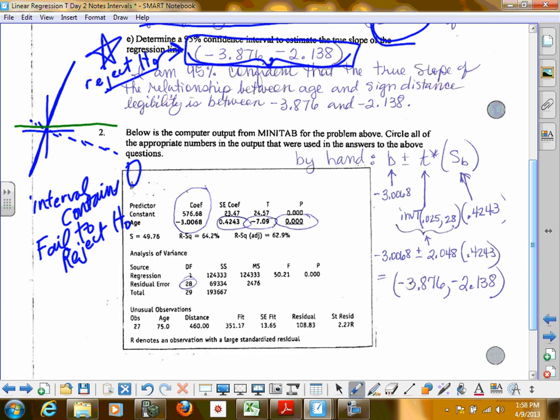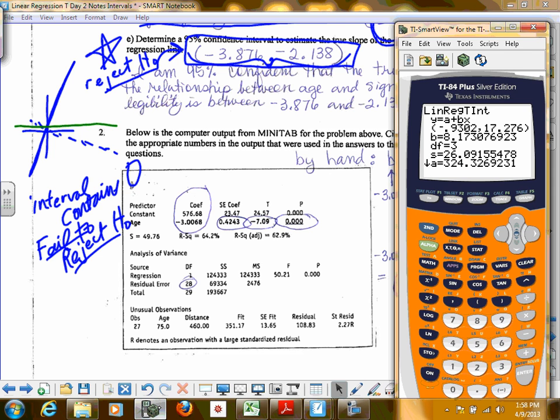Okay, what does failing to reject the null mean? We don't have evidence to conclude that the alternative is true. We do not have evidence that the alternative is true. So I do not have evidence of a linear relationship. If I fail to reject, I do not have evidence of a linear relationship. And that was confirmed by an interval that includes 0.